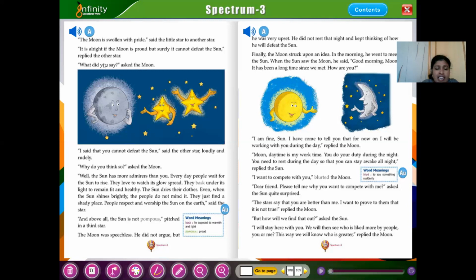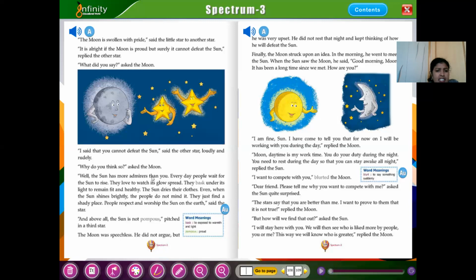The other star replied, "Okay, if the moon is proud of himself, but surely it cannot defeat the sun, because the sun is more admired by the people of the earth." When the moon heard this, it asked, "What did you say?" "I said that you cannot defeat the sun," said the other star loudly and rudely. "We know that the people admire you more than us, but you cannot defeat the sun, because the sun is more admired by the people of the earth."